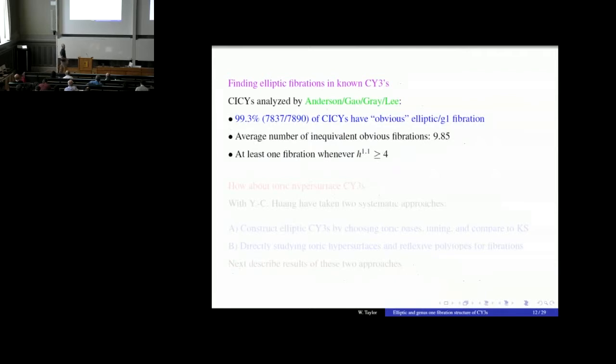Okay, so now let's think about actual Calabi-Yaus. Anderson, Gao, Gray, and Lee have done some very nice analysis of the CICYs. They found for threefolds in particular that of the 7,890, 7,837 of them have an obvious elliptic or genus 1 fibration, and there's at least one fibration whenever h11 is bigger or equal to 4. And in general, in fact, these have lots of obvious fibrations. Okay, so they've handled those cases.